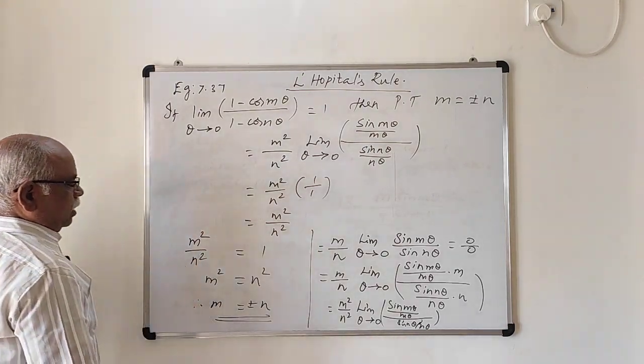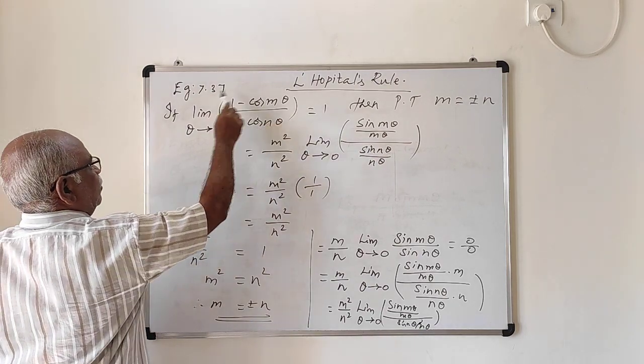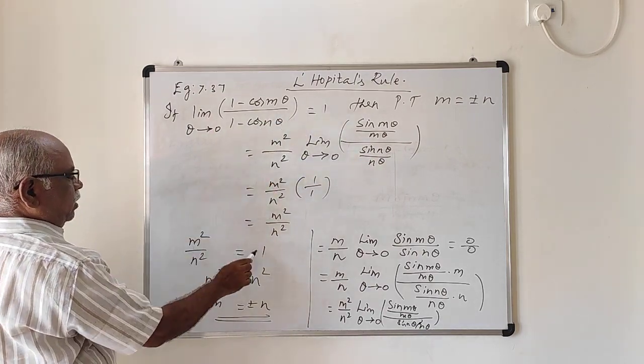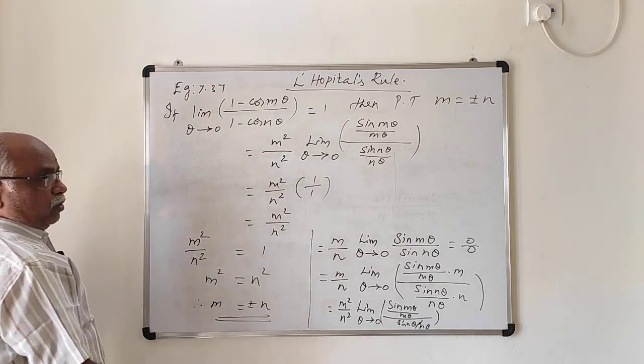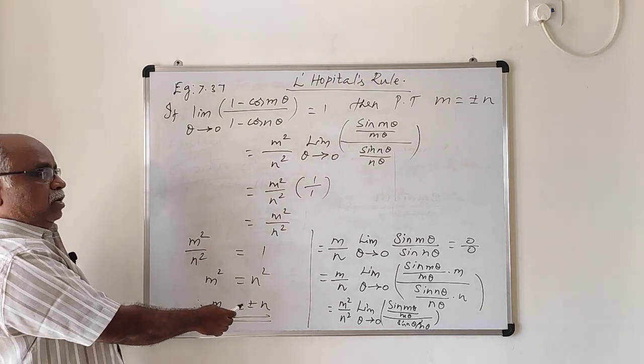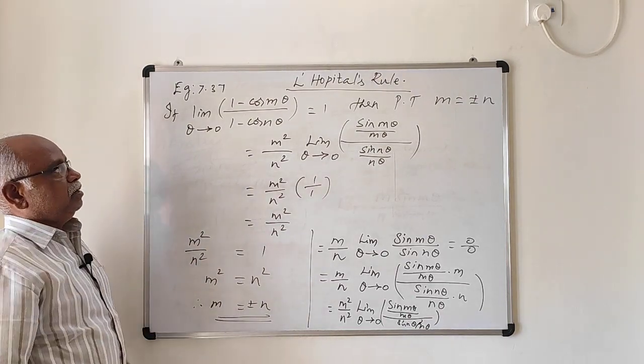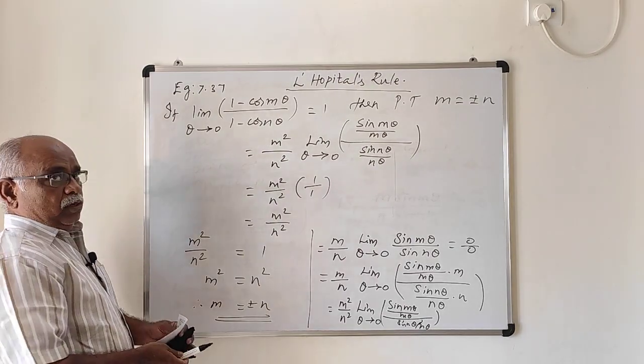So, m square by n square is 1, given the limit value is 1. Therefore, m square by n square equals 1. Cross multiplying, m square equals n square, and taking square root, you will get m equal to plus or minus n. That's all about the example. Okay, next problem.